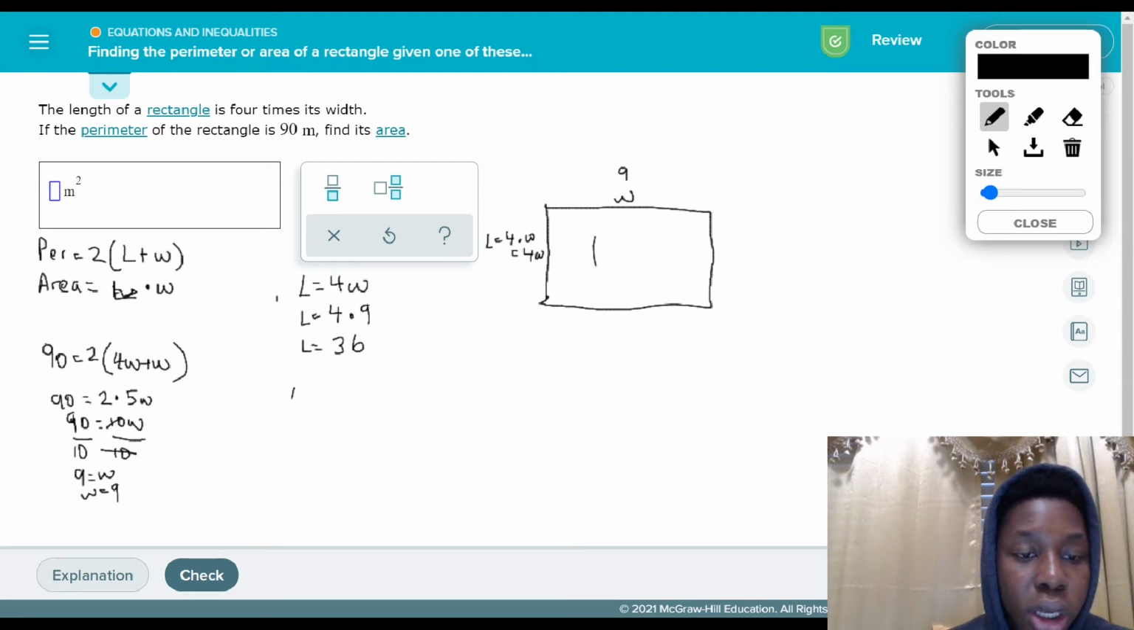So the area equals 36 times 9. If you plug this in your calculator or you find it by yourself, this should equal 324. Okay, 324 meters squared, because the area always ends with a square. So this is 324 meters squared. Okay, so let's put that in.